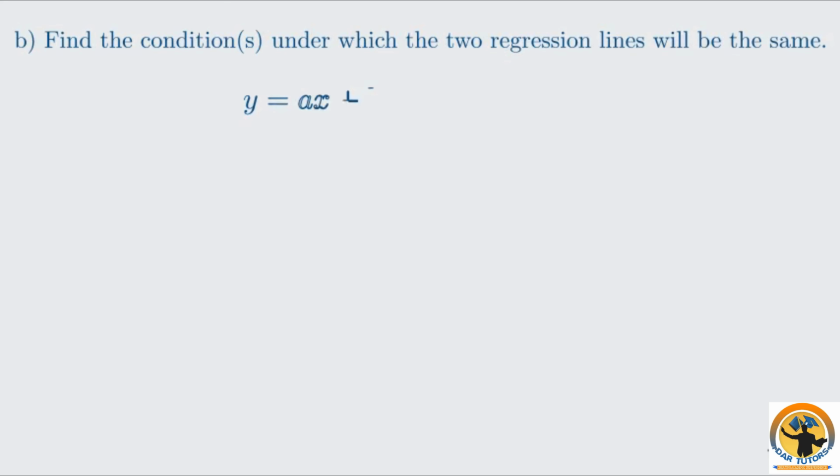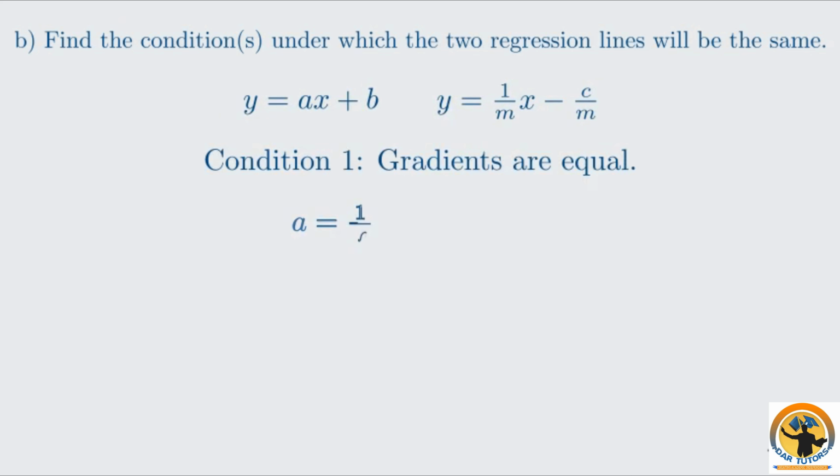Let's move to the second part of that conceptual problem. The question asks for the conditions under which the 2 regression lines are the same. In other words, when is y equals ax plus b identical to y equals 1 over m times x minus c over m? For the lines to be identical, they must have the same gradient and the same y-intercept. Let's start with the gradients. We must have a equal to 1 over m. This means m times a must be 1.